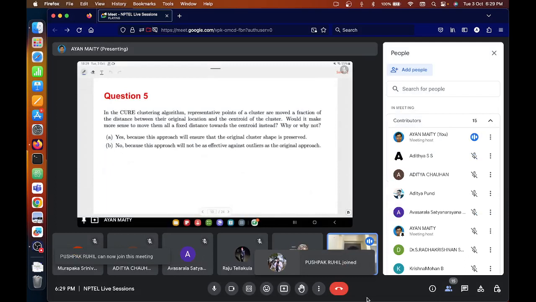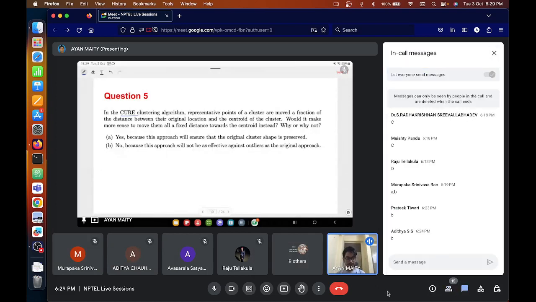So now question 5. In the CURE algorithm, the clustering algorithm using representative points, representative points of a cluster are moved a fraction of the distance between the original location and the centroid of the cluster. Would it make more sense to move them all a fixed distance towards the centroid instead?